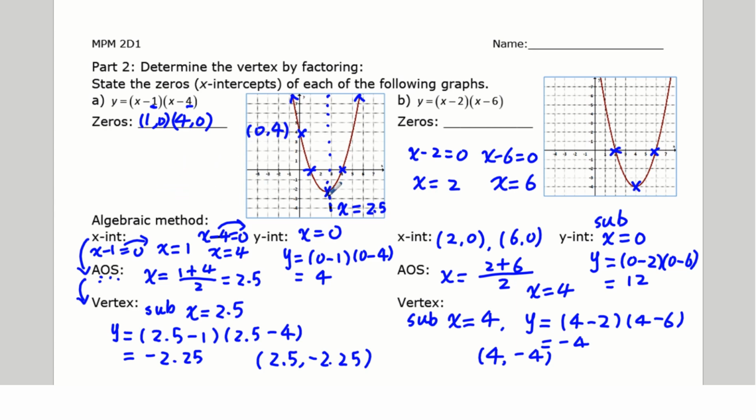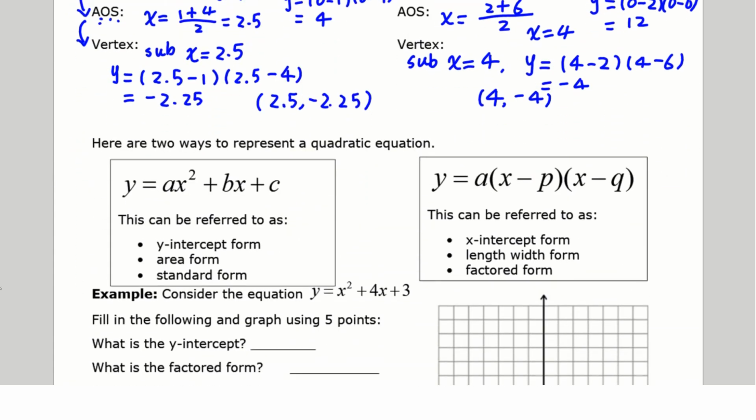And from the vertex, we are able to tell maximum or minimum. If open up at vertex, you have a minimum value compared to the graph. If it's open down, then you are going to have a maximum at vertex comparing to other points on the graph. So this is what we are going to do to find the vertex by factoring. So we are going to see.